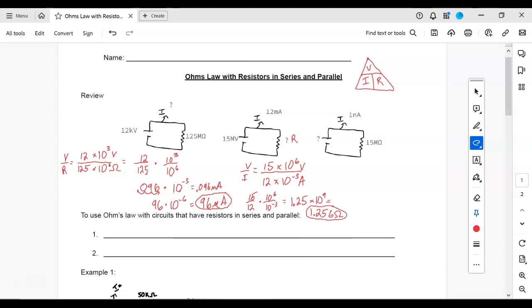So this resistor, in order to complete this circuit that has 15 megavolts of potential and 12 milliamps of current, would have to be 1.25 giga ohms.